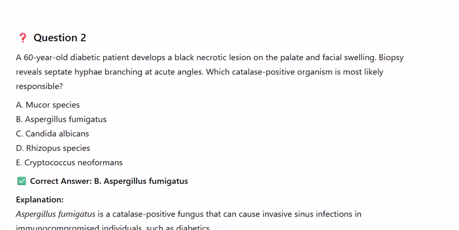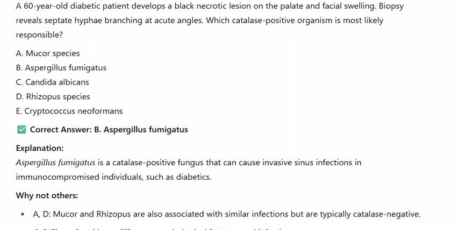Question 2. A 60-year-old diabetic patient develops a black necrotic lesion on the palate and facial swelling. Biopsy reveals septate hyphae branching at acute angles. Which catalase-positive organism is most likely responsible? A. Mucor species, B. Aspergillus fumigatus, C. Candida albicans, D. Rhizopus species, E. Cryptococcus neoformans. Correct answer: B. Aspergillus fumigatus.